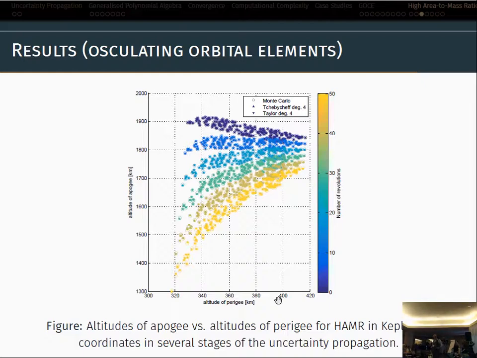At some point, and I'm not going to show this, the evolution of the cloud actually breaks, because drag becomes so important that some of the debris actually continue along the orbit, and some others are experiencing an abrupt re-entry.